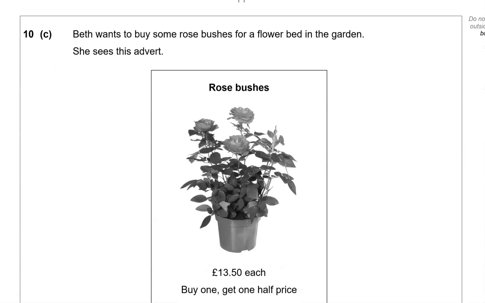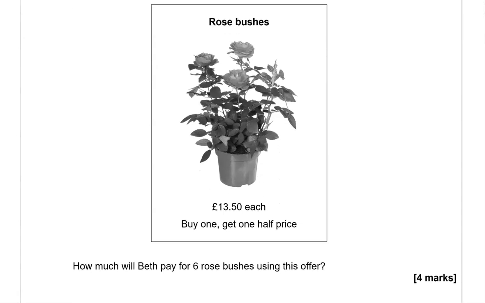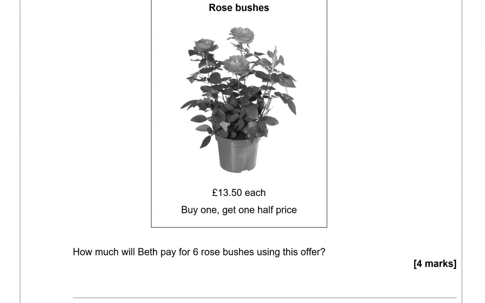Beth wants to buy some rose bushes for a flower bed in the garden. She sees this advert. £13.50 each, buy one get one half price. How much will Beth pay for 6 rose bushes using this offer?